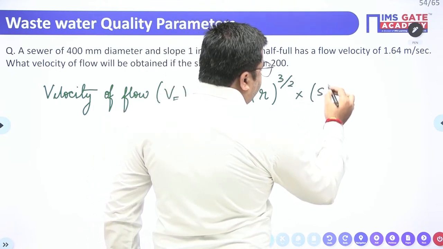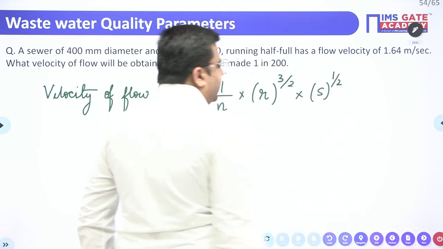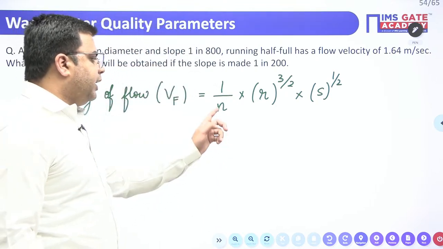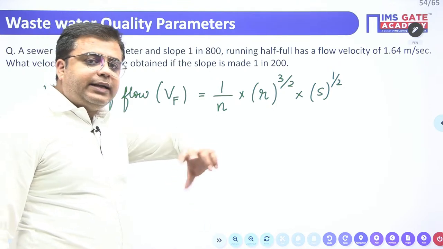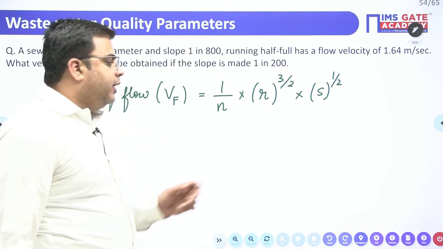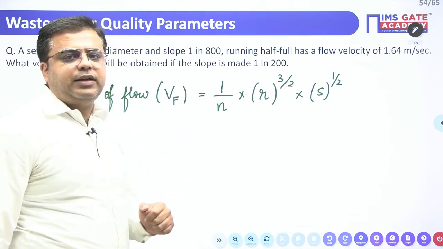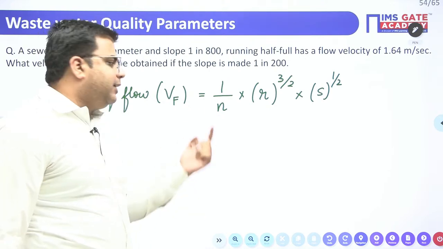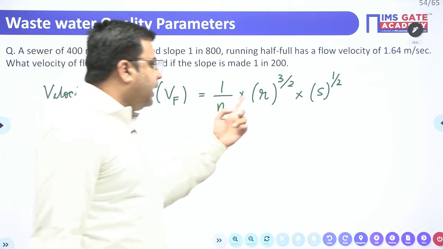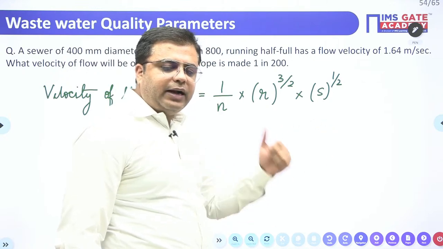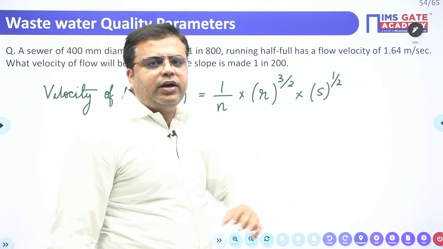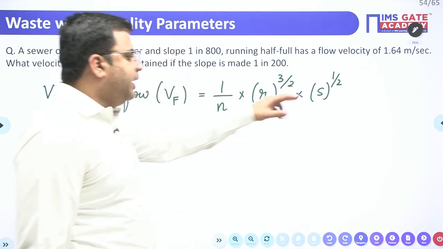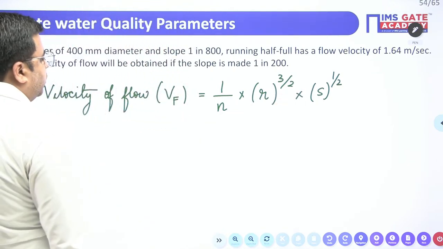into S raised to the power 1 by 2, where n is the Manning's constant, which depends upon the type of sewer material. The kind of roughness present in the sewer material decides this n. R is the hydraulic mean depth that we have already discussed just now. And S is the hydraulic gradient or the slope of the sewer.